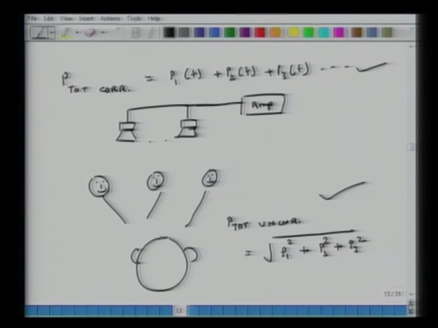Again, while we are doing measurements, we have to understand whether we are measuring correlated sources or uncorrelated sources, and be aware of what it is that we are trying to do when we are summing up signals. That's all I wanted to cover for today, and thank you very much.